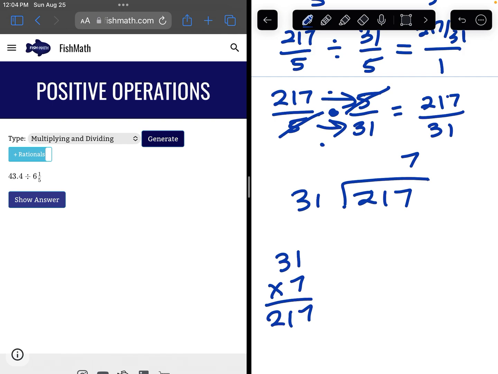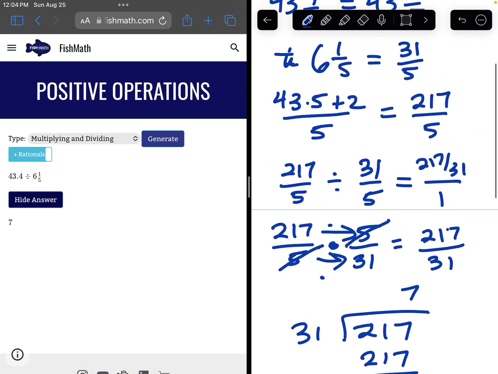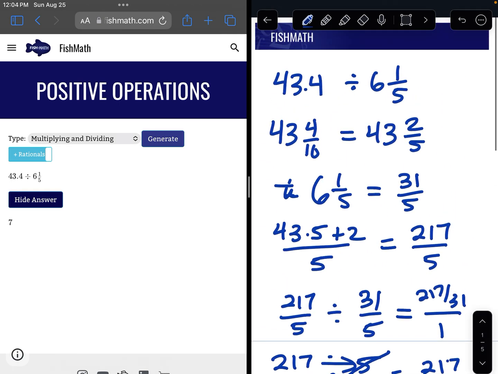So I kind of got lucky there just thinking about 3 and 21, how those work, and that is our answer. After all that, the answer is just 7, which makes sense because 43.4 divided by 6 1/5, if you think about it, 42 is 6 times 7, so it should be close to 7.